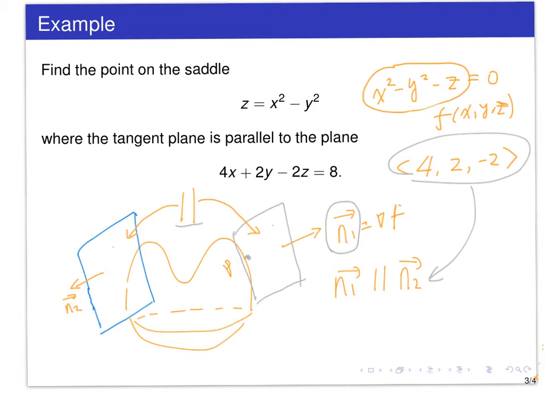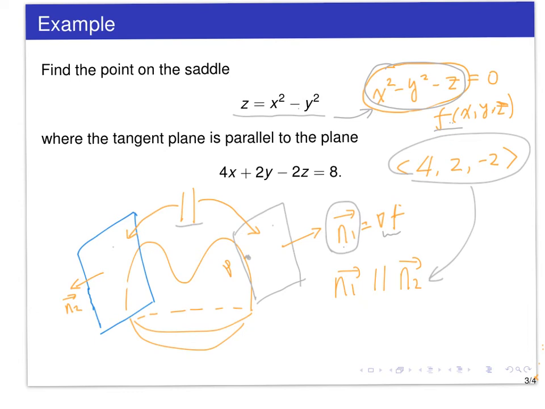We can rewrite the saddle equation in terms of a level surface. You just put all terms on one side and leave 0 on the other side. Then you call the left-hand side function f, therefore this saddle becomes the level surface of this new function f. And by calculating the gradient of f, it gives you a vector. The gradient vector tells you the normal vector to the tangent plane.